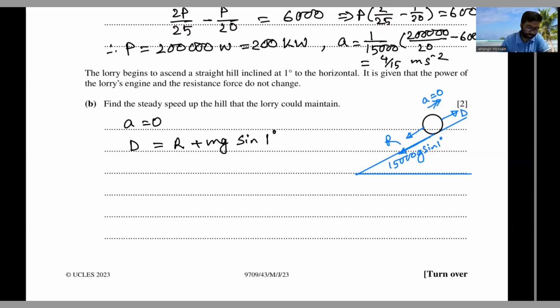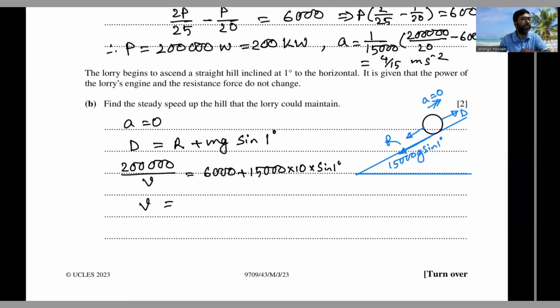So D is P by V, P is 200,000, so 200,000 by V equal to R, 6,000, plus 15,000 into 10 into sine 1. Now from this one, V is equal to 23.2, correct to three significant figures, meters per second. Okay, that's the value of V. That's it. Now let's move on to the next question.